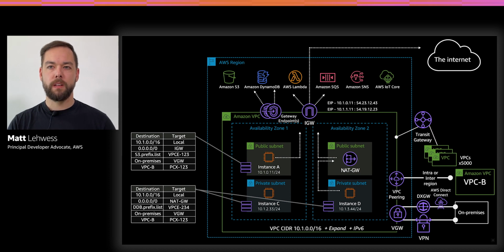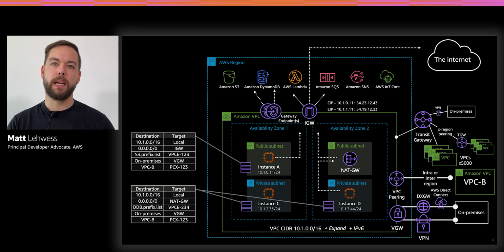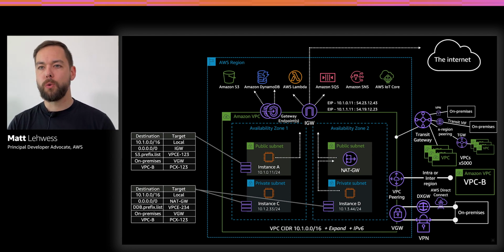Now, Transit Gateway has since become a centralized hub for network connectivity within a region, and we can now connect to other transit gateways through peering. We can connect VPN connections to on-premises and Direct Connect connections via a transit virtual interface. So Transit Gateway is really that central hub for intra-region connectivity, inter-region connectivity, and then hybrid connectivity to your on-premises.